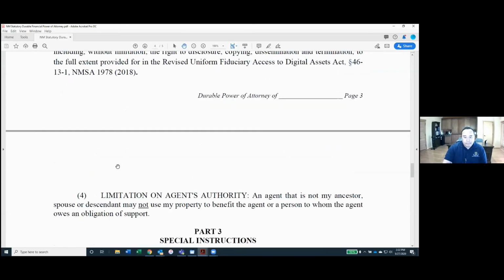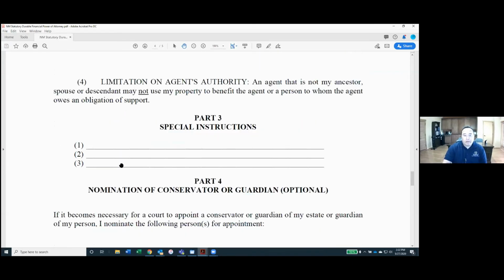Moving on to part 3, you can include special instructions here. If you have no special instructions, you can simply leave this blank. But if you have any additional instructions that you want to list here, or any additional powers perhaps that you want to grant to your agent, you would list those here simply by writing that in.